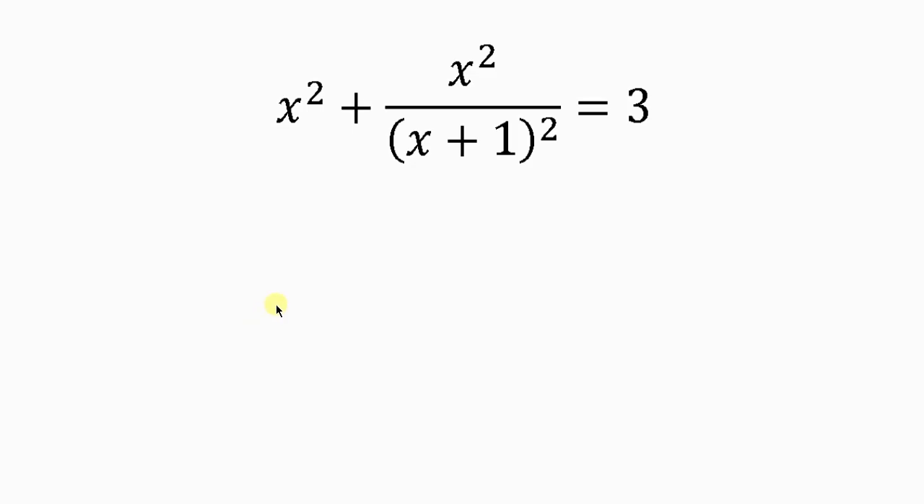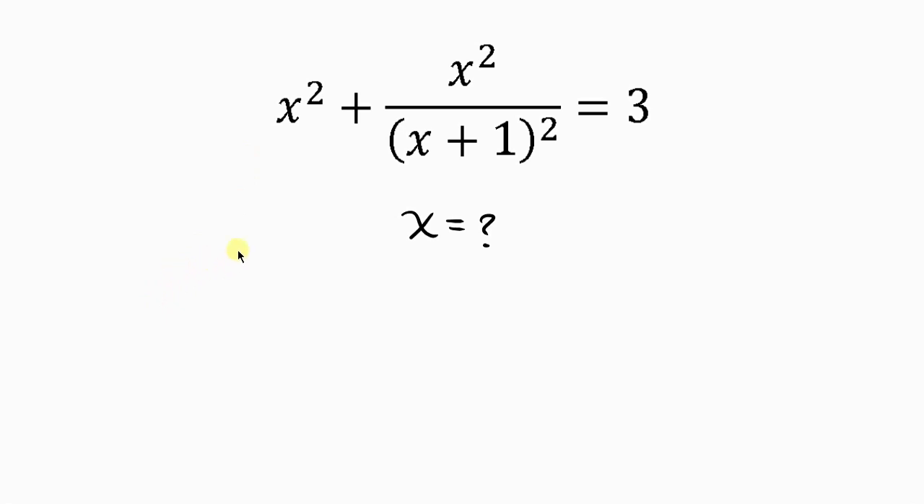Let's solve this math question, which says find the values of x for which x squared plus x squared all over x plus 1 all squared is equal to 3. Well, our first step will be for us to combine the fraction on the left-hand side.